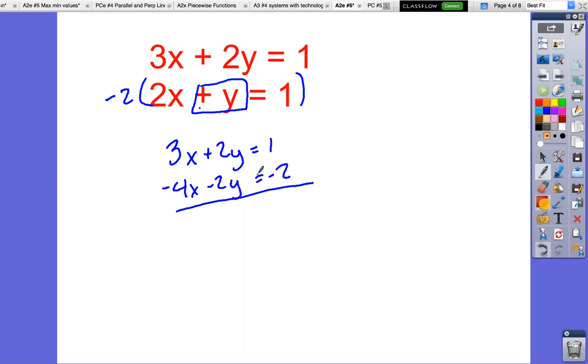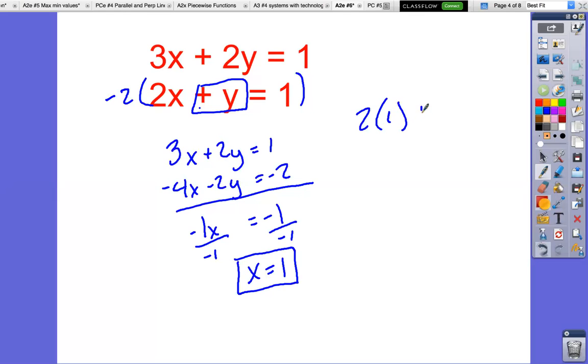Once I have opposites, now I combine my like terms, I add them. So 3x plus -4x is -1x equals -1. Remember, this has to be positive 1, so when I divide by -1, x is 1. Now, how do I find my solution? By plugging it in anywhere up here, and it doesn't even matter. I'll plug it in right here. 2 times 1, which I don't really need to do, I'm just showing you. 2 times 1 is 2.